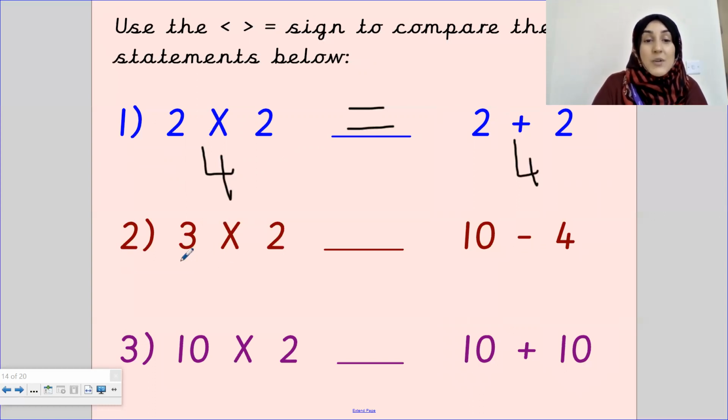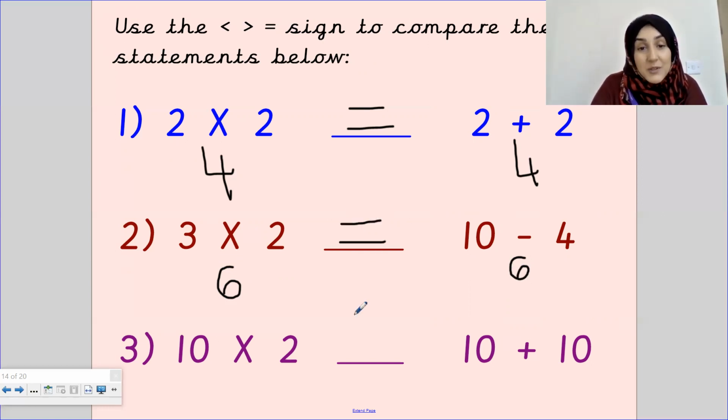Okie dokie. First, let's start with 3 multiplied by 2, which is 6. Fantastic. And what is 10 take away 4? Well done. That is 6 as well. So which sign do we need to use? Well done. We need to do the equal sign.